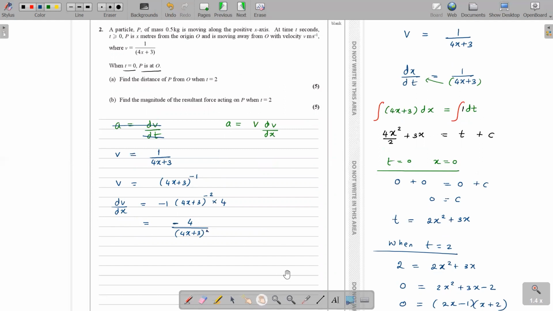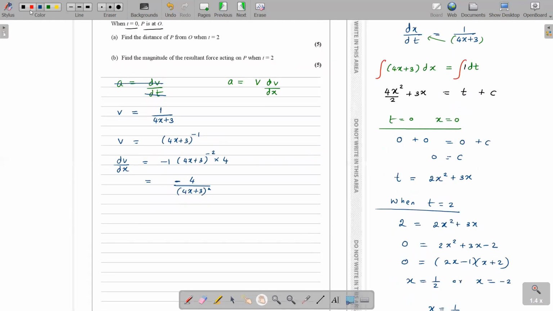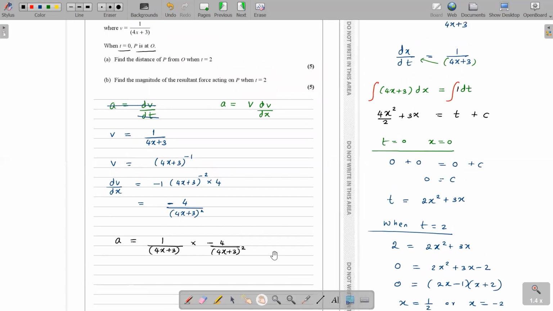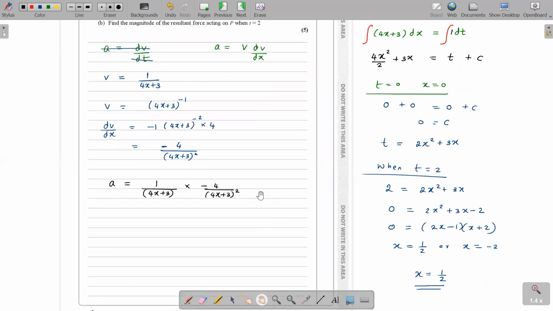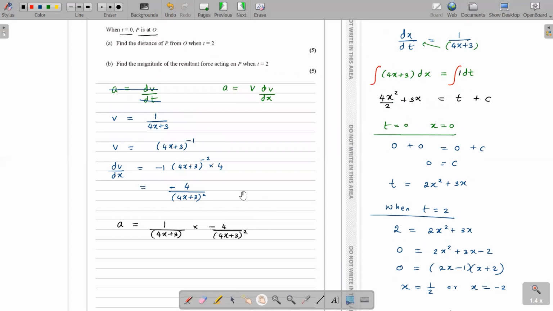So let's input the value into the equation. Acceleration equals v dv by dx. v is 1 over 4x plus 3, times dv by dx, which is minus 4 over 4x plus 3 squared. And then what do we need to do here? We need to find the magnitude of the resultant force acting when time is 2. So let's find the resultant force when time is 2.